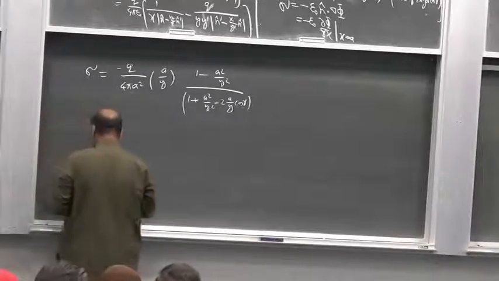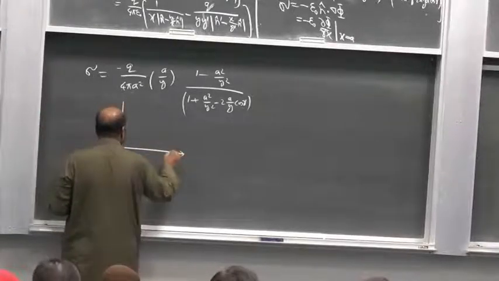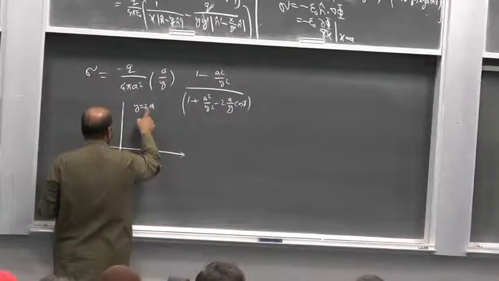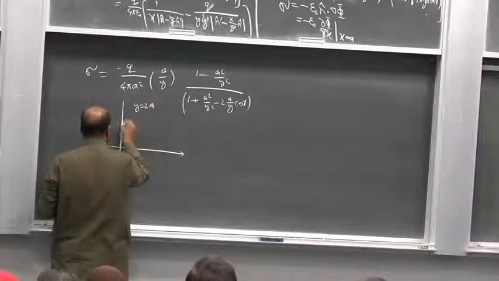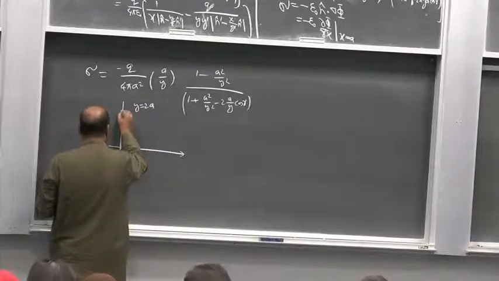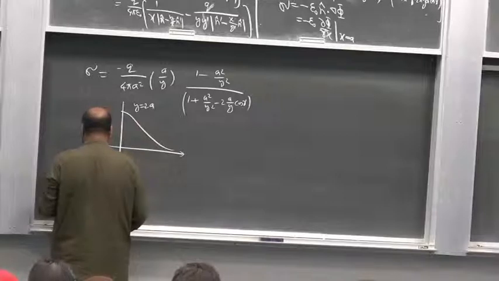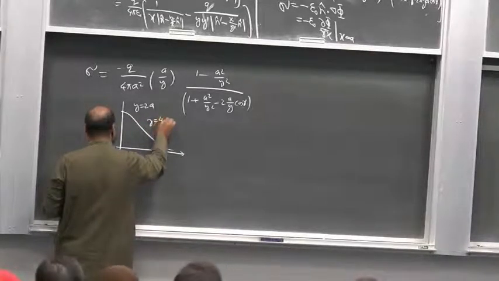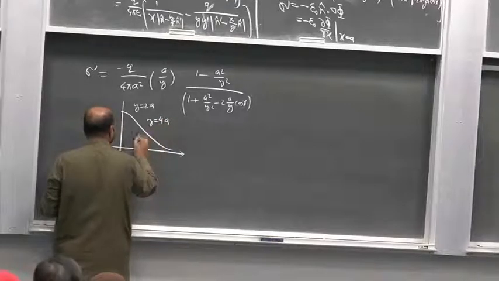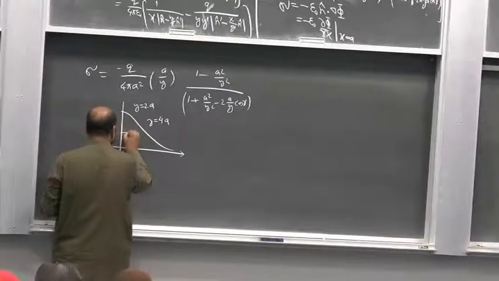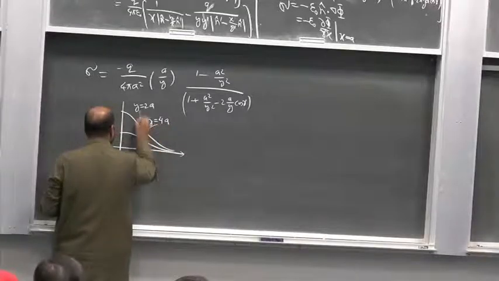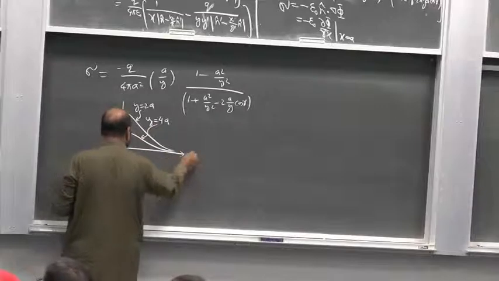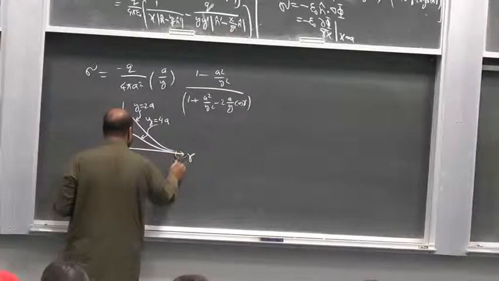So if we assume that the charge is located at twice the radius, the charge distribution looks something like this. If we assume that it is 4 times the radius, then the charge distribution is like this, where gamma goes from 0 to pi.